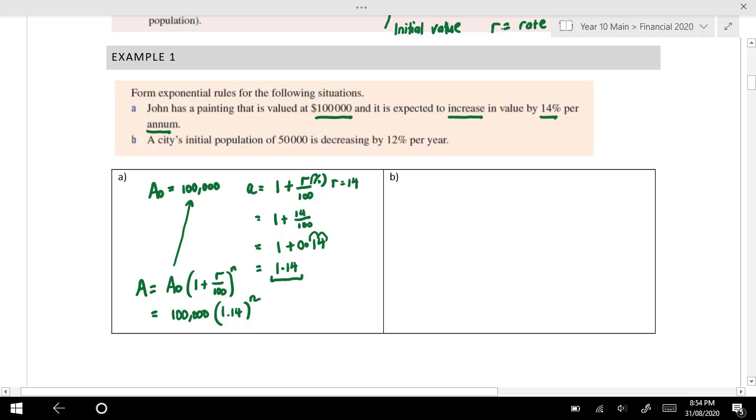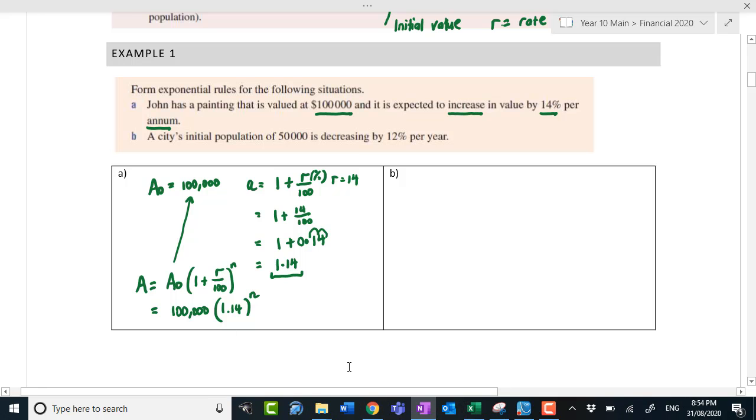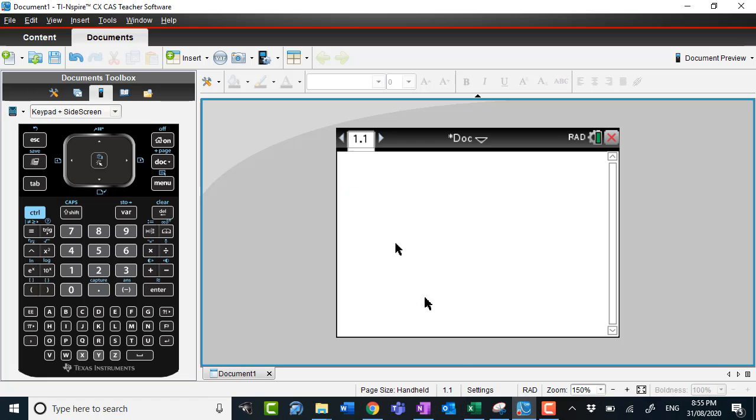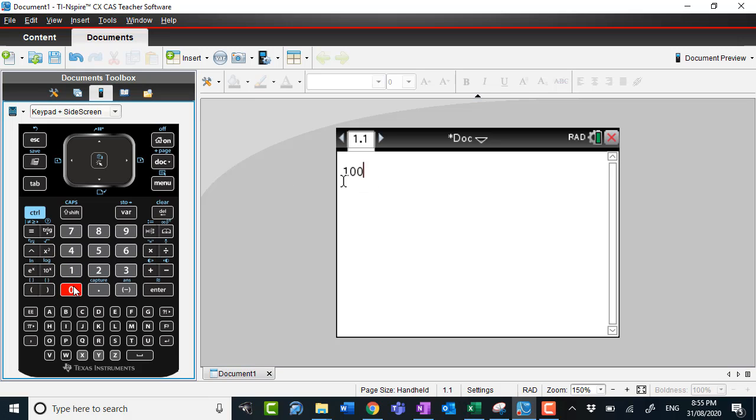All right, so for example, if I was to throw this into the calculator, you can see here I put in 100,000 times 1.14. Let's say after 1 year, you would expect 14% of 100,000. You would expect that to be 114,000, which it is.